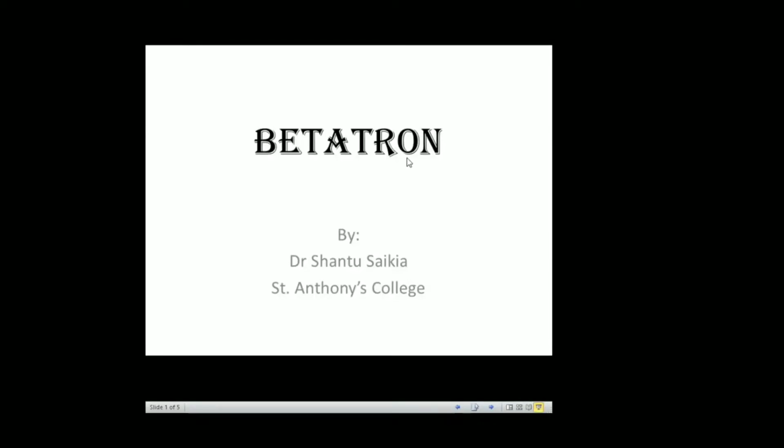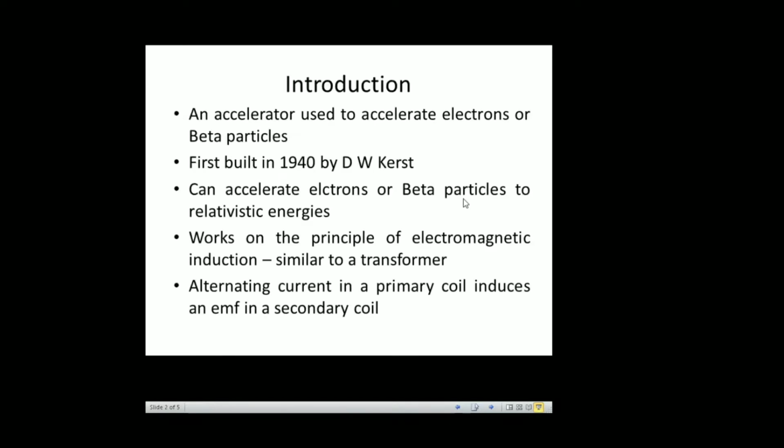Welcome students. Today we will be talking about the next cyclic accelerator, that is the Betatron. It is a device or an accelerator which is used to accelerate electrons or beta particles. So we had discussed the cyclotron. Cyclotron is a device which can accelerate charged particles to high energies.